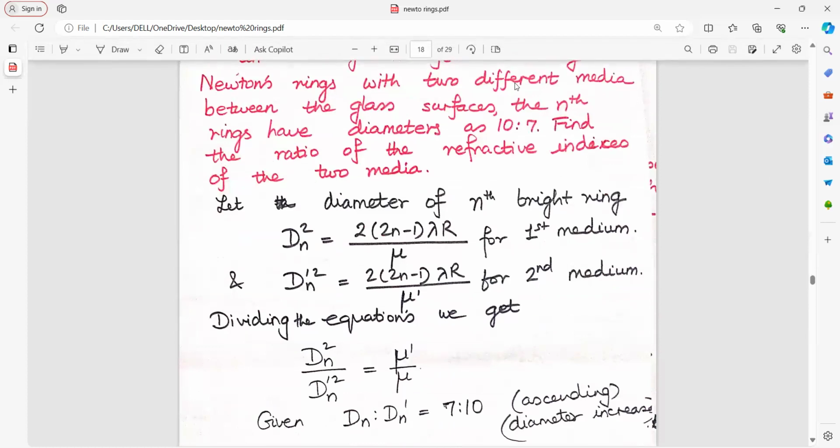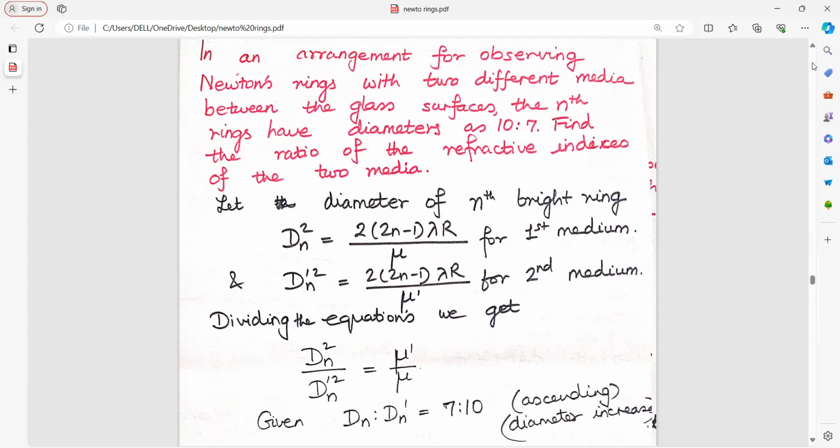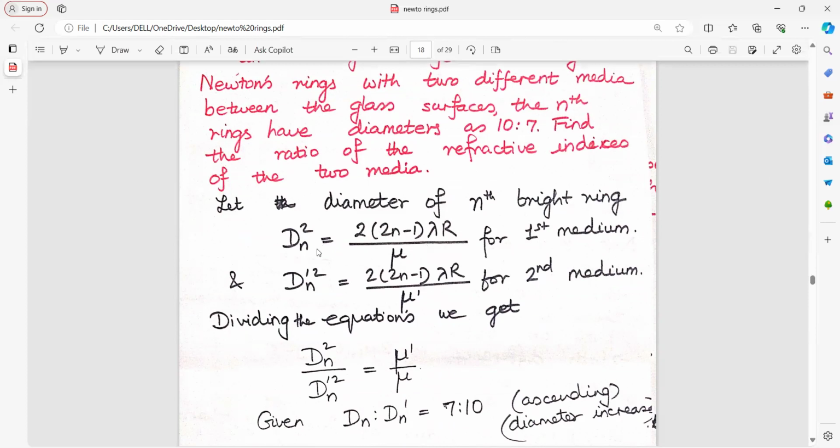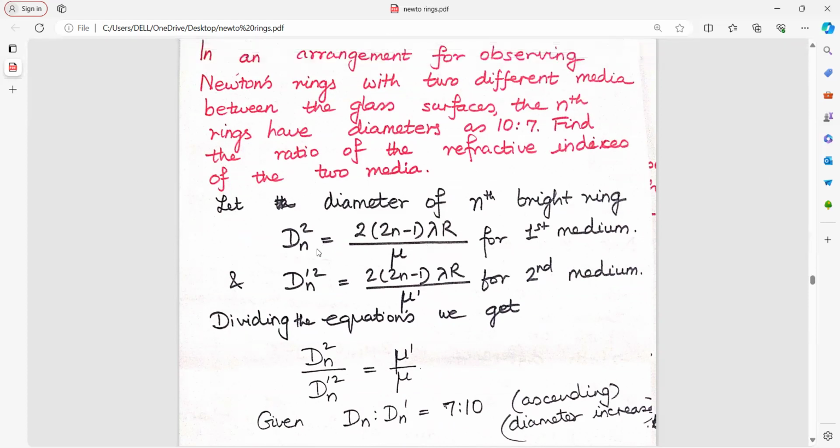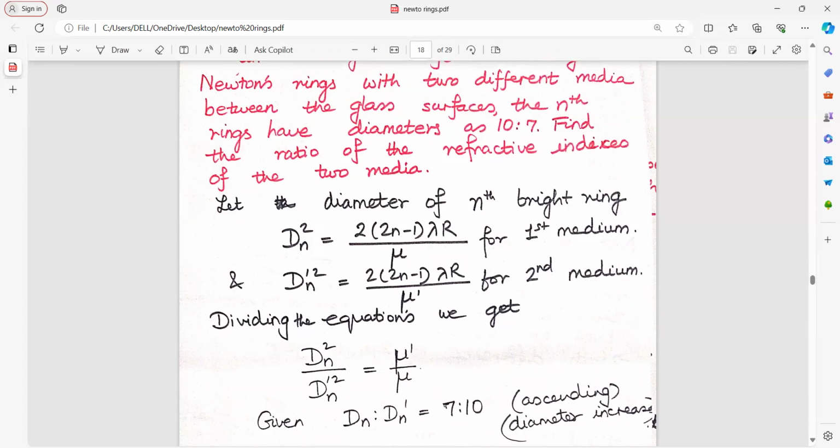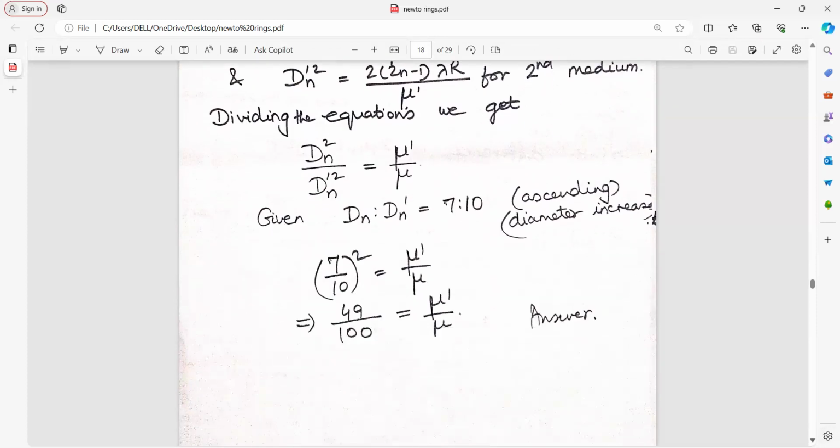In an arrangement for observing Newton's rings with two different media between glass surfaces, the nth rings have diameters in the ratio 10:7. You have to find the ratio of refractive indices. You use the formula for the diameter of the nth bright ring as Dn square is equal to 2 into (2n minus 1) lambda R upon mu for the first medium, and for the second, simply divide. All these terms will get cancelled. You will be left with the inverse ratio of refractive index. And you have been given them as 10:7. So when you inverse it here, it will become 7:10 because they have become inverse.